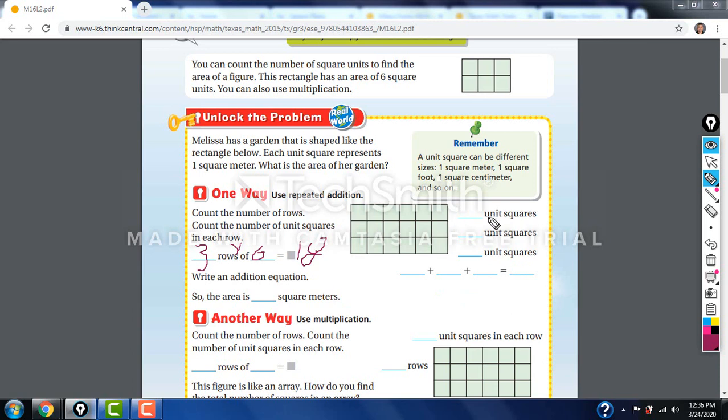So how many unit squares do we have? We have 6 here, 6 here, 6 here, of course 6 plus 6 plus 6, and that equals 18. Good job. Excellent work. Let's move on.